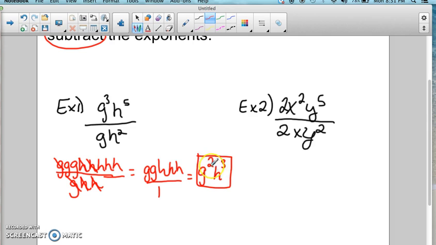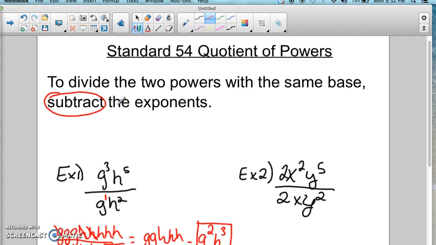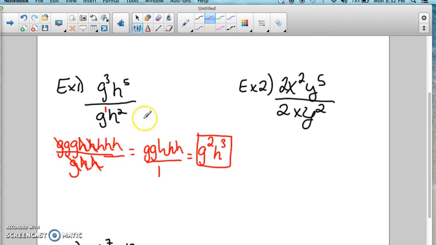Okay, so if you notice here, if we look back at the problem, this is g cubed and this is just g, which is really g to the 1, and so all we did is subtract the exponents. So 3 minus 1 is 2, and so we had 2 g's left, and then 5 minus 2 is 3, and we have 3 h's left, so h times h times h. So this is the expanded form, but really the rule is just to subtract the exponents.